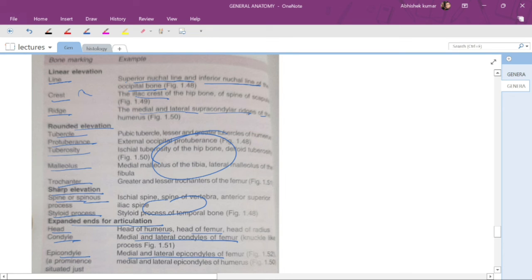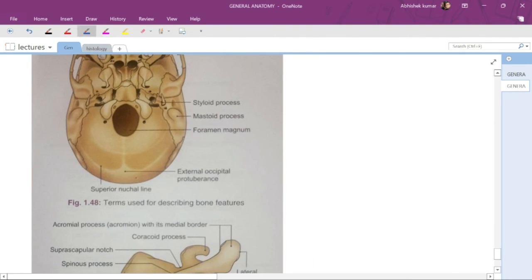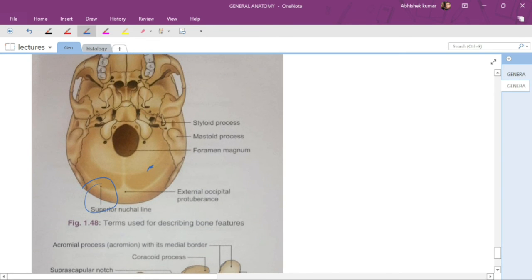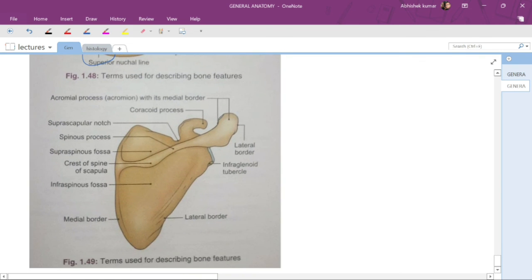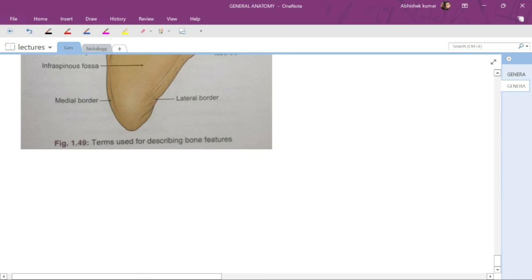Like when you start studying upper limb, then the first chapter you are going to study is the osteology, where every example is going to be discussed in a very high class manner. So you will understand there only. Like there is a figure, so this is the superior nuchal line, and there will be an inferior nuchal line also. As you can see, this is the spinous process, this is the crest, the mountain, like I said.